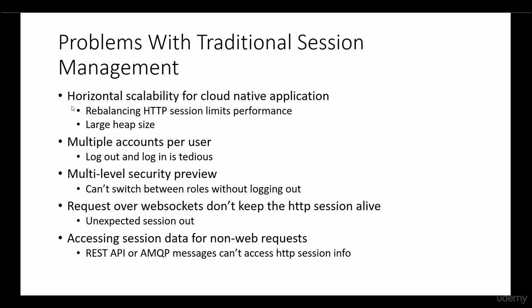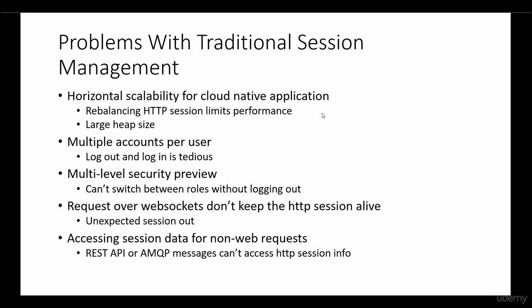So, for example, first we want horizontal scalability for cloud native applications. That is to say, for example, when you go to the Amazon website, it's not just a single server serving you that content. At the backend there are actually thousands of instances, depending on the load or the request, and those instances can be scaled up and down.